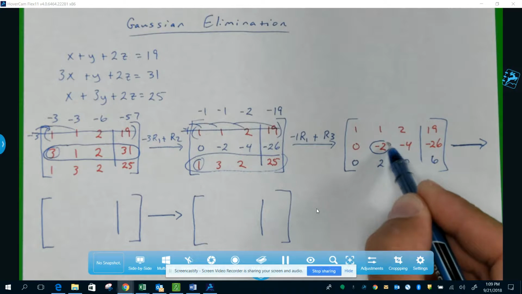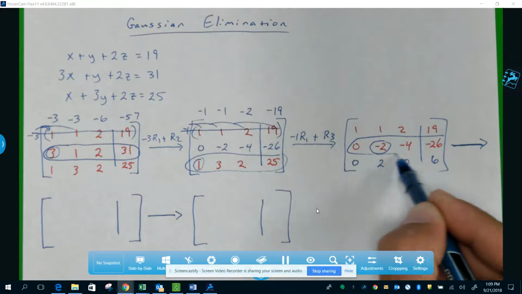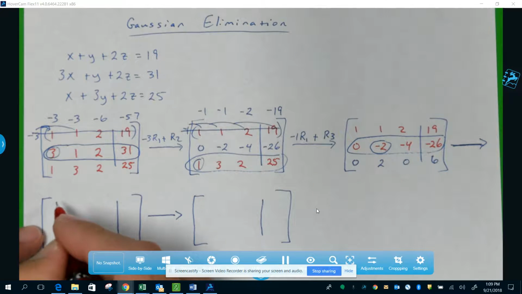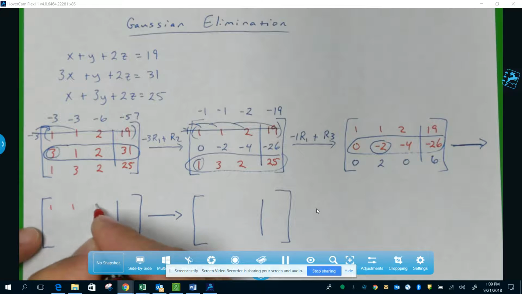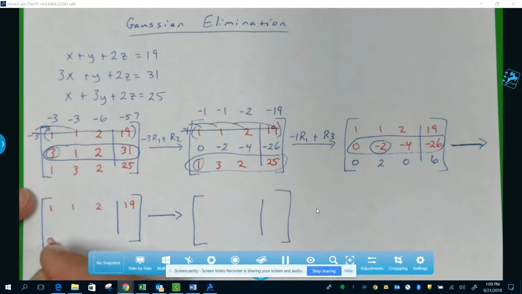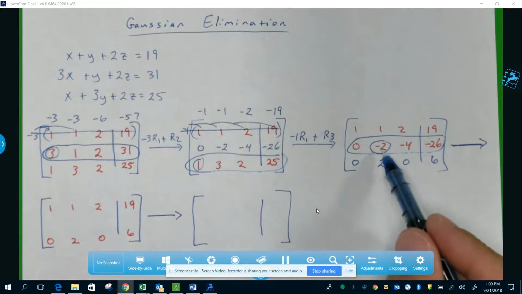This is my target. He needs to be a 1, so all of row 2 is about to change. So I'm going to transfer rows 1 and 3. 1, 1, 2, 19. And row 3 as well: 0, 2, 0, and 6. Those guys aren't changing. Alright, so what I need to do here is turn this into a 1.